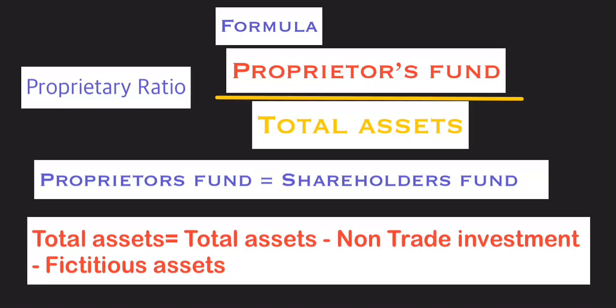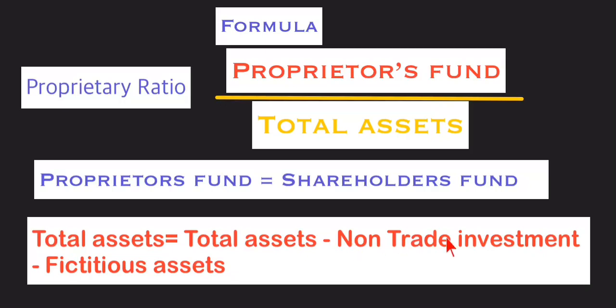Now regarding total assets, what things should not be considered in total assets? So total assets include what? Non-current assets, current assets. Now in that, non-current assets, one thing that comes is non-trade investments and fictitious assets. So these two things should not be considered. Which ones? Non-trade investments and fictitious assets.